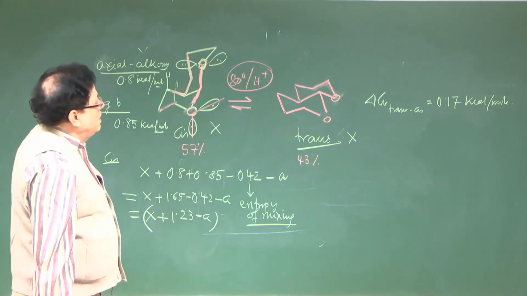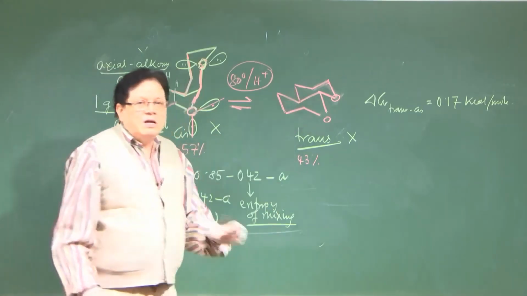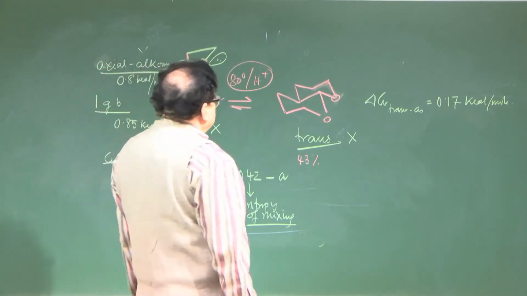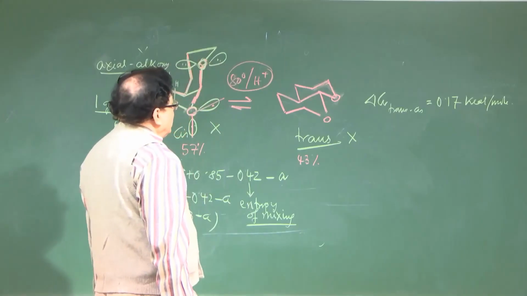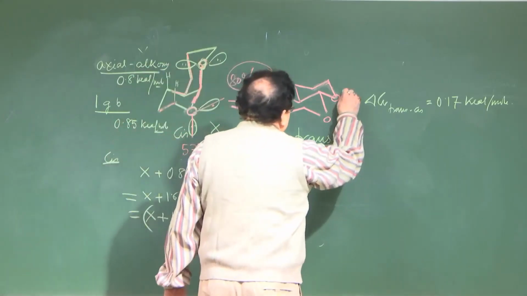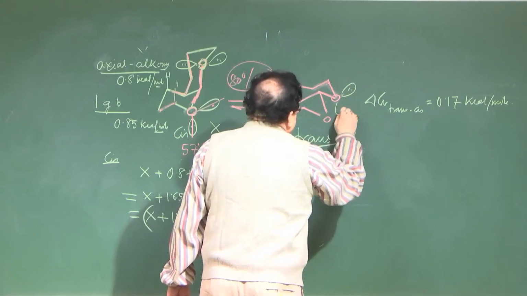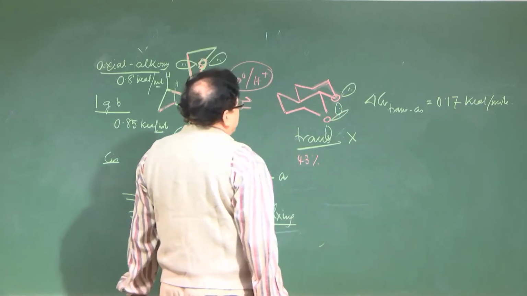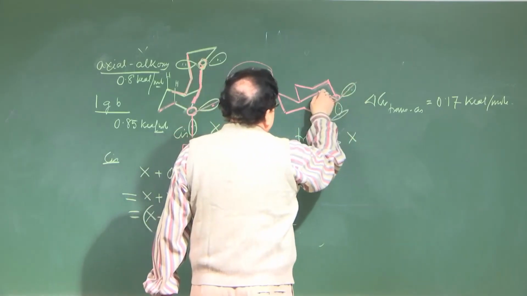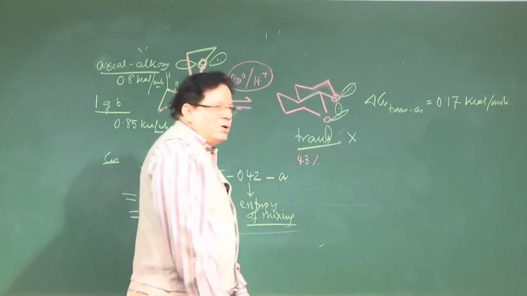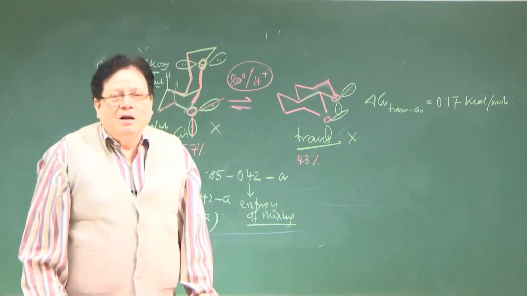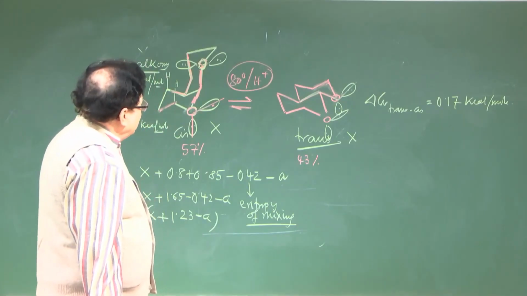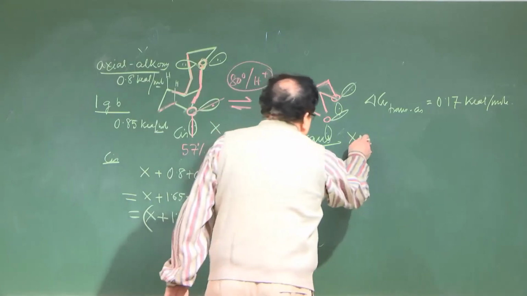Energy of the trans form: first of all, it is like a trans decalin, so there is no question of extra gauche-type interactions. The only question is whether there is any anomeric effect or not, but there is no anomeric effect. If you draw the lone pairs, you will see there is no anomeric effect, because there is no carbon-heteroatom bond which is anti to the lone pair. So, it has only the energy x.